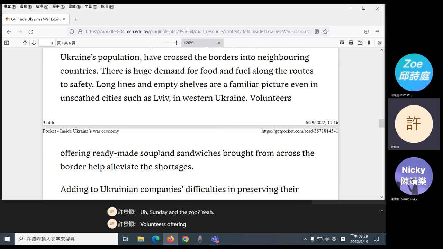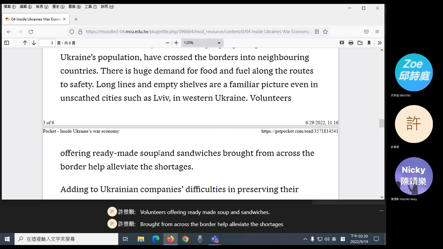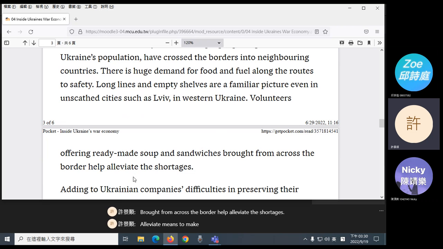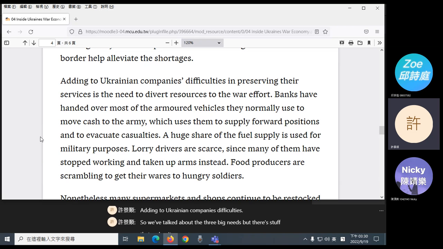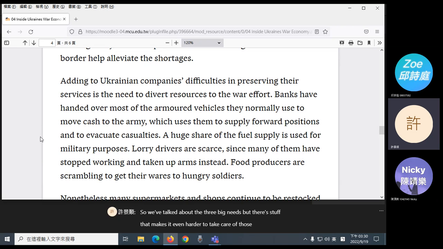Volunteers offering ready-made soup and sandwiches brought from across the border help alleviate the shortages. Alleviate means to make less serious. Adding to Ukrainian companies' difficulties, so we've talked about the three big needs, but there's stuff that makes it even harder to take care of those needs. Adding to Ukrainian companies' difficulties in preserving their services is the need to divert resources to the war effort.